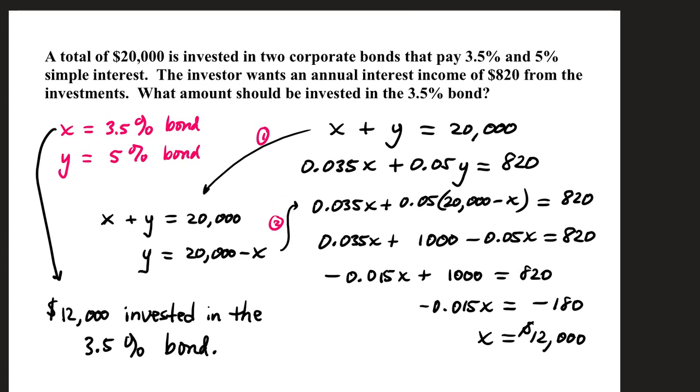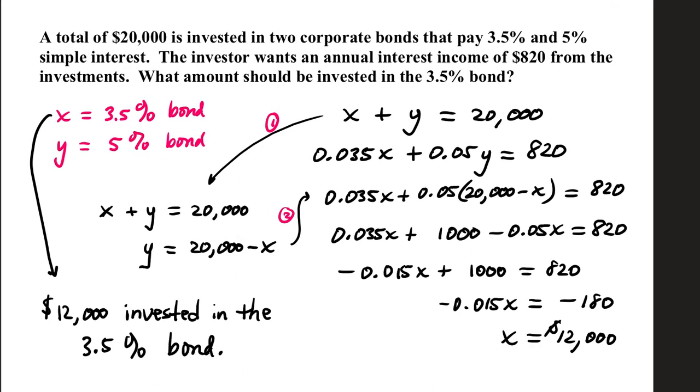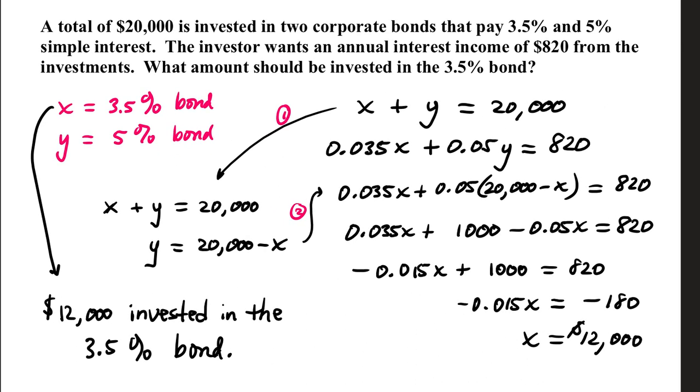A total of $20,000 is invested in two corporate bonds that pay 3.5% and 5% simple interest. The investor wants an annual interest income of $820 from the investments. What amount should be invested in the 3.5% bond?